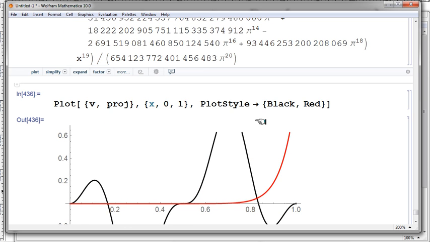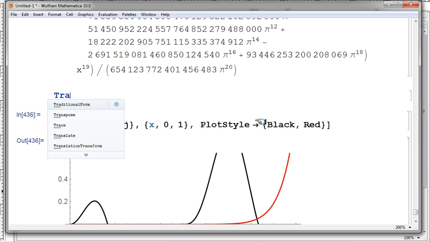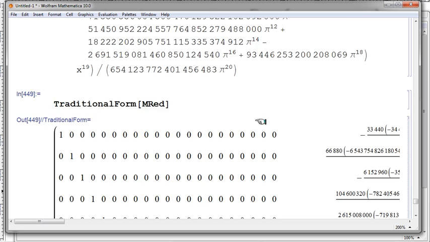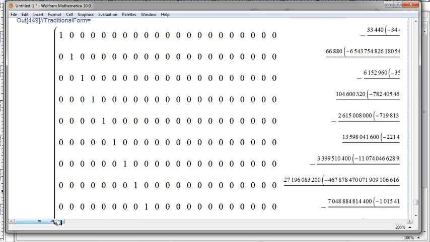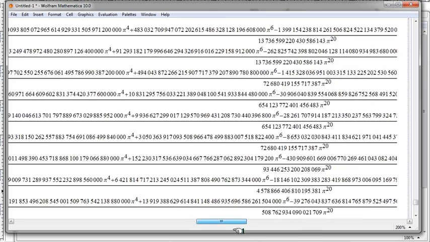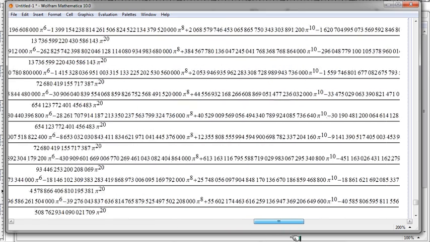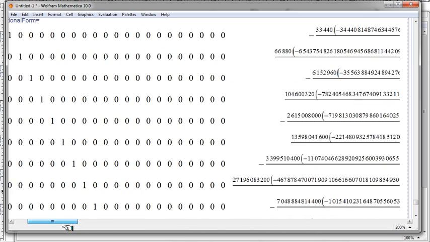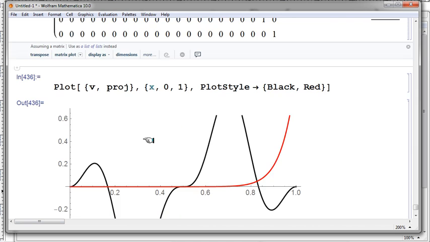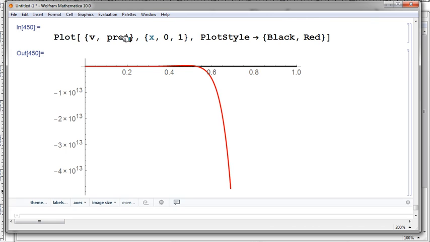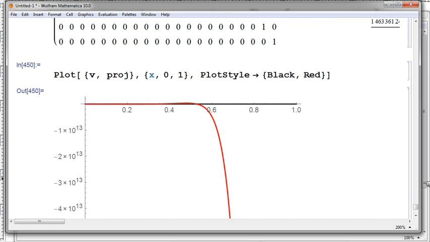So we can do the traditional form of mRed. It's still going to be big, but you can see it better in here. You can see the ones in there and to the right side, that's an expression, the exact form of the number with a lot of powers of pi in there. So with that, it's going to generate a picture like that. I don't know what happened. It is disappointing anyway. So I guess numerical computation was better.